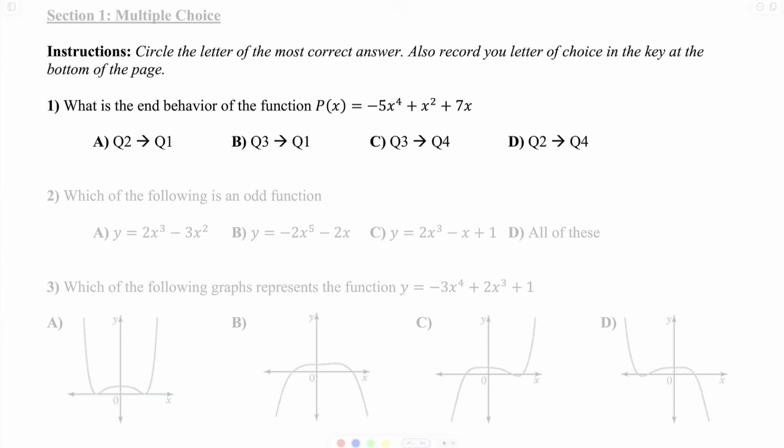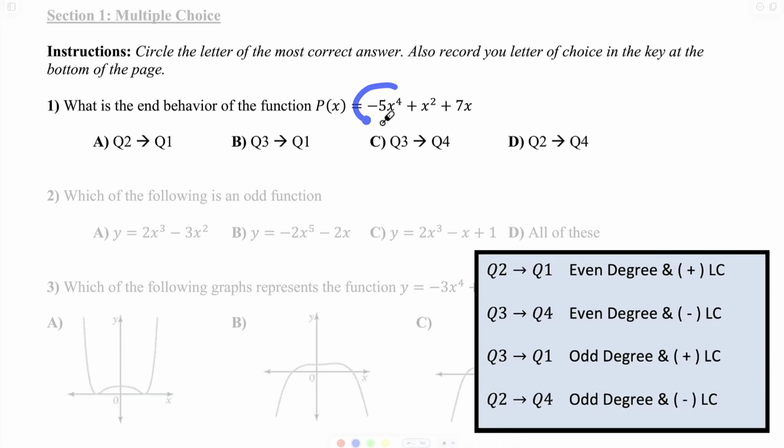Well, I know if I want the end behavior, I just need to look at the highest degree term. The highest degree term is negative 5x to the 4. That's an even degree with a negative leading coefficient. Based on the fact that this function has a negative leading coefficient, I know that as x goes to infinity, y is going to negative infinity. It's going down to the right.